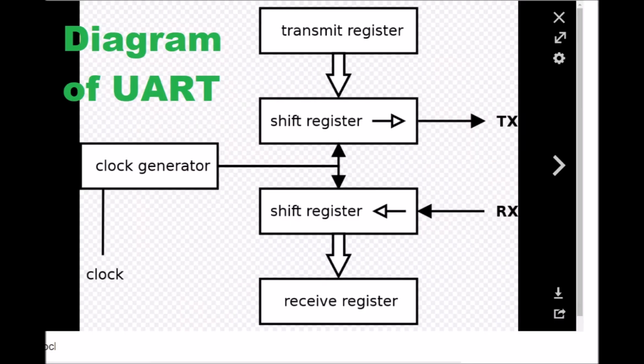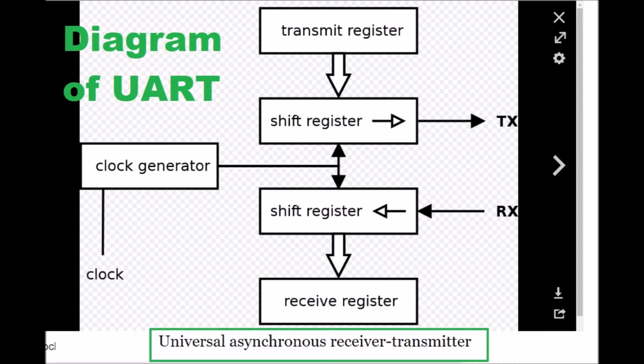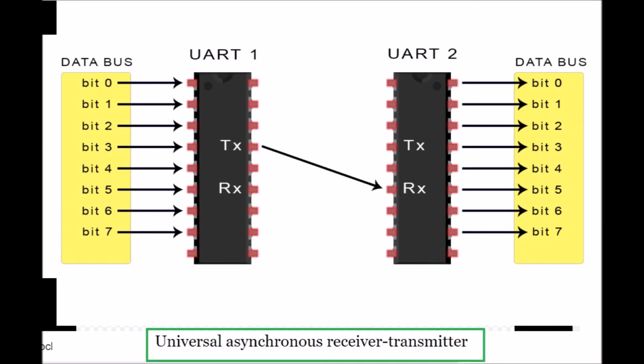UART, Universal Asynchronous Receiver Transmitter. A universal asynchronous receiver transmitter, UART, is a computer hardware device for asynchronous serial communication in which the data format and transmission speeds are configurable. The electric signaling levels and methods are handled by a driver circuit external to the UART.